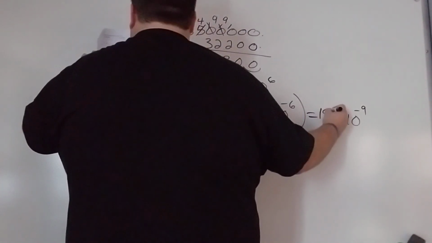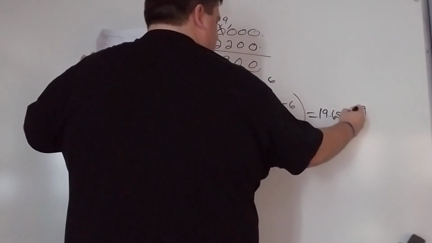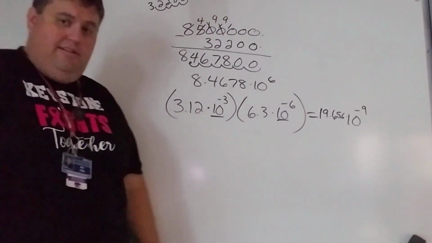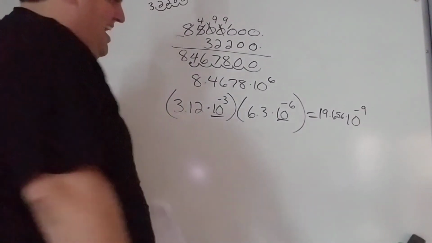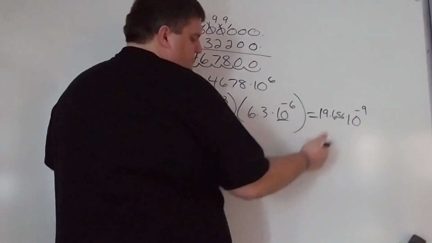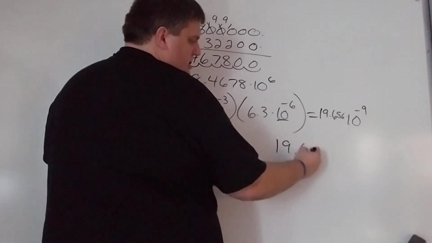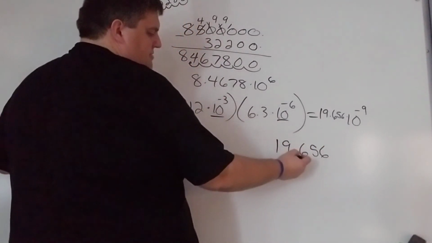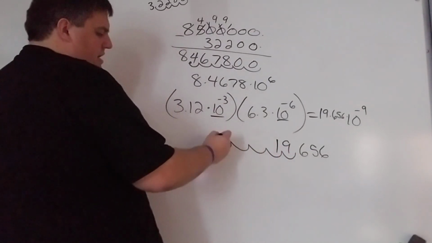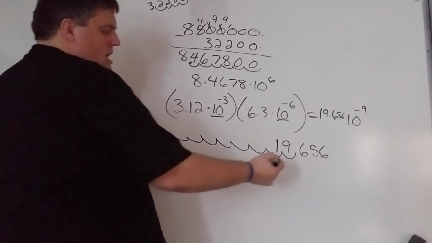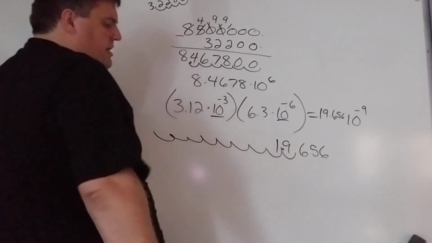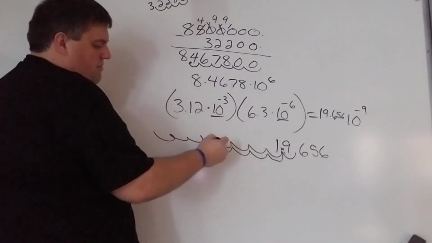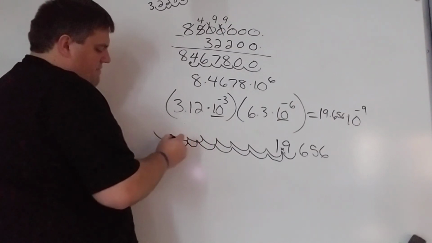This time it gave me 19.656. But we know that decimal's not in the right spot. Hopefully you know that, actually. Because we really want it to be after this first digit. So I'm just going to fix it. If it moves 9 spaces from here, 1, 2, 3, 4, 5, 6, 7, 8, 9. How many would it move from after the 1? I can count again. 1, 2, 3, 4, 5, 6, 7, 8.